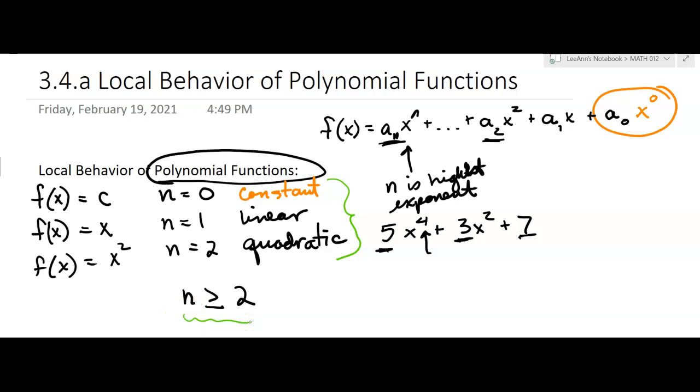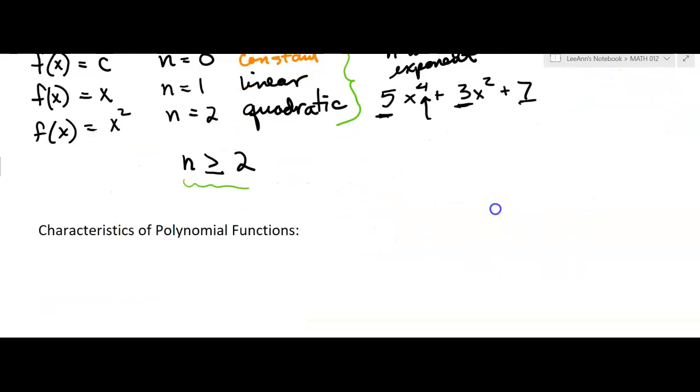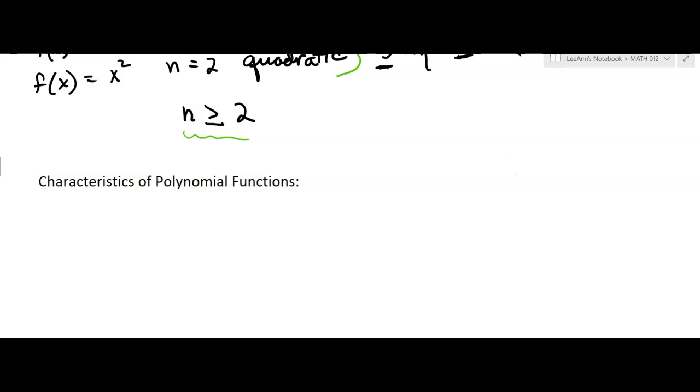Now, n equaling 2, that's going to be quadratic. But all right, characteristics of polynomial functions. Polynomial functions are going to graph to be smooth, continuous curves. We usually say smooth, continuous graphs.